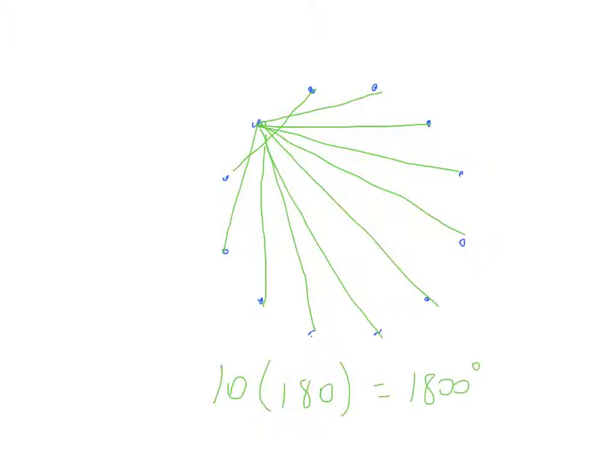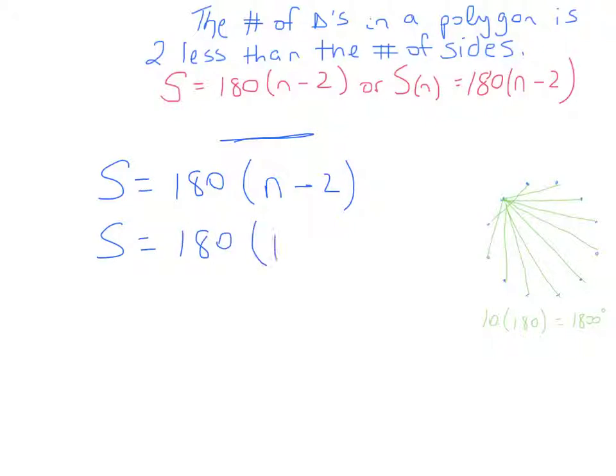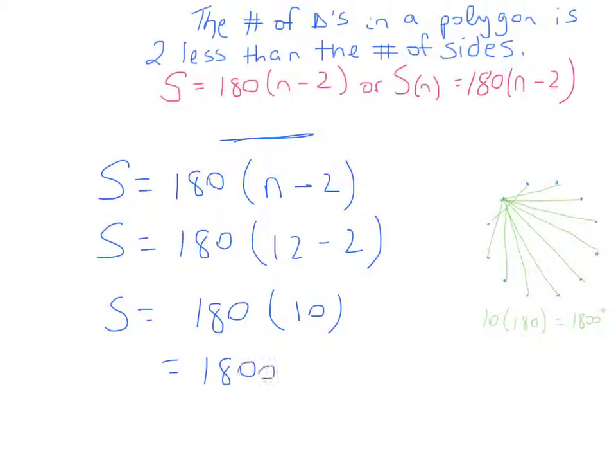Now, it's very time consuming to draw triangles inside shapes all the time, so let's try and do it with the formula. Our formula is the sum of the interior angles equals 180 times the number of sides of the polygon take away 2. Now it's a dodecagon, it has 12 sides, so S equals 180 times 12 minus 2. 12 minus 2 is 10, so 1800 degrees. So we come to the same answer, alright? Whether using the formula or drawing the triangles inside the polygon.